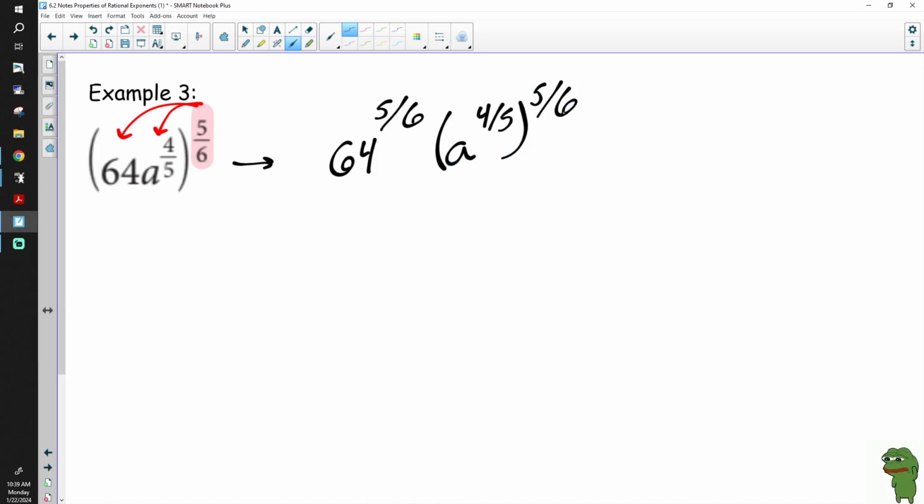It's like Oprah. Look under your chair. You get a 5/6. You get a 5/6. You get a 5/6. Essentially, this is the law of Oprah. Everyone gets the exponent. I'm really trying to help you remember it.